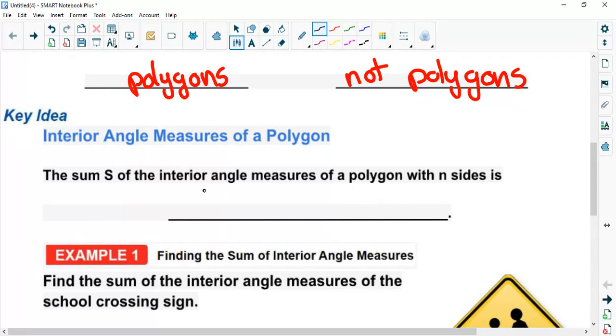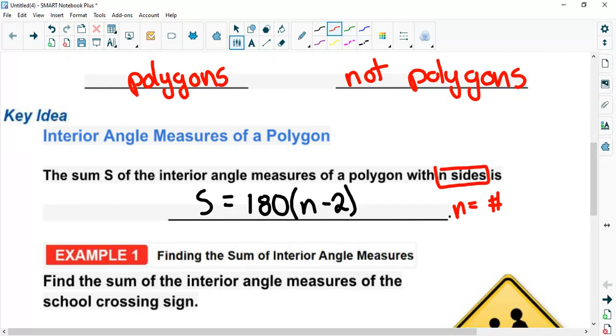The equation goes S, which is for sum, the sum of interior angles is equal to 180 degrees times, and we say n minus 2. n is the number of sides. We're going to use that equation to find what the sum is for some polygons, and then I'll show you how we use it to find the missing angle inside of a polygon.